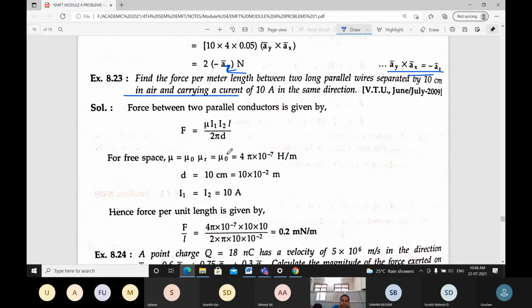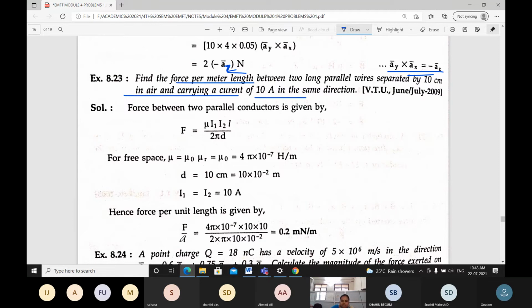Therefore mu is going to be equal to mu naught, that is 4 pi into 10 raised to minus 7 Henry per meter. Then d is 10 centimeters. I1 and I2, the same current will be flowing in both the lines, so for that reason the wires carry 10 amps. One more thing, what they asked: find the force per meter length.